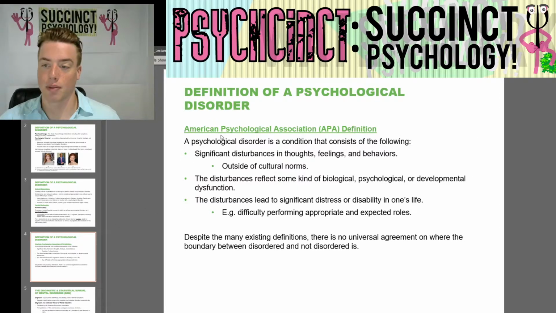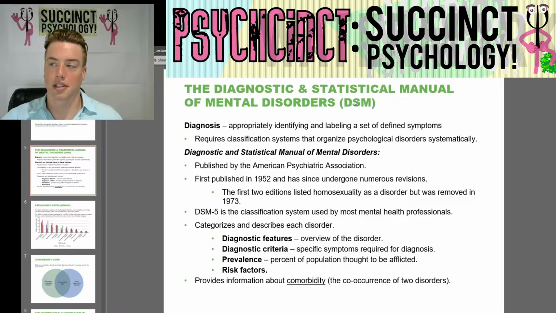Continuing on, we have the American Psychological Association, or APA, definition. A psychological disorder is a condition that consists of the following: significant disturbances in thoughts, feelings, and behaviors outside of cultural norms, and the disturbances reflect some kind of biological, psychological, or developmental dysfunction. The disturbances lead to significant distress or disability in one's life, for example, difficulty performing appropriate and expected roles. Despite the many existing definitions, there is no universal agreement on where the boundary between disordered and not disordered is. So, the Diagnostic and Statistical Manual of Mental Disorders, or the DSM.